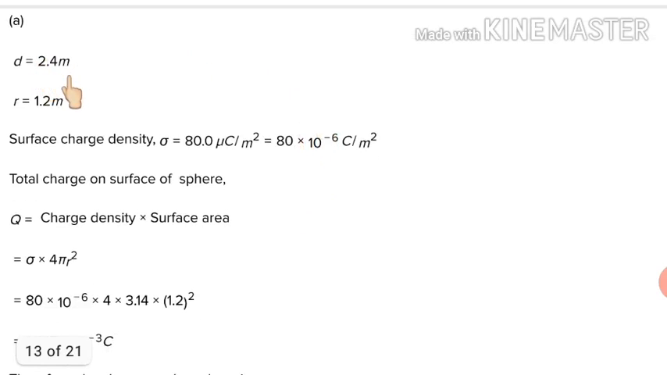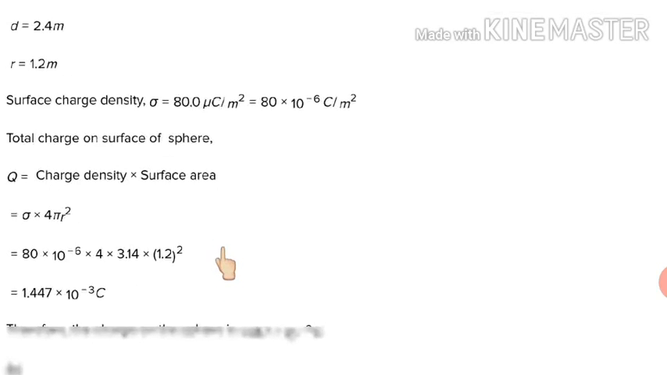So the solution goes like this. Diameter is 2.4 meter, so radius will be 1.2 meter. Surface charge density sigma is given, 80 microcoulomb per meter square. So in place of micro we can write 10 to the power minus 6. So the charge on the surface of the sphere, we can write Q is equal to surface charge density into surface area. Surface area will be 4 pi r square. So sigma is given this much, 4 as it is, in place of pi 3.14, and in place of r 1.2 whole square. When we simplify it, it will be 1.447 into 10 to the power minus 3 coulomb. So this is the first part of the question.